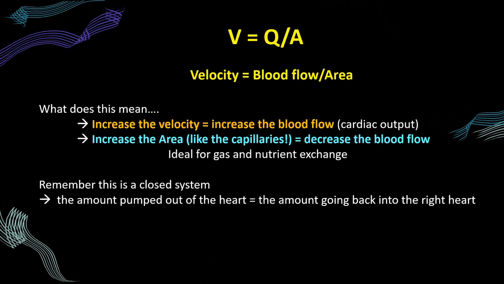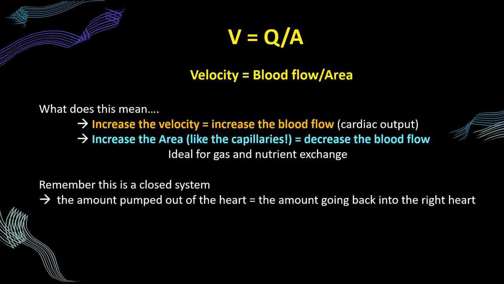When we talk about equations, one of the equations we talk about is V equals Q over A, or velocity equals the blood flow divided by the area. So what does this mean? It means that as we increase the velocity, we're going to increase the blood flow, because the blood flow, Q, is directly proportional to the velocity. However, if we increase the area, like we just said, the capillaries have a really big cross-sectional area, it will decrease the velocity because it is inversely proportional.